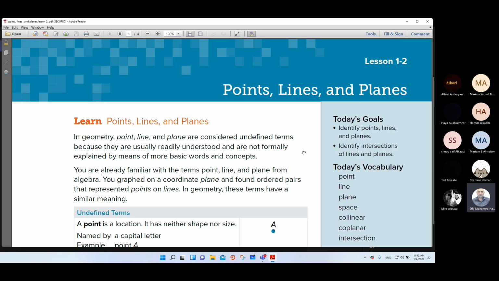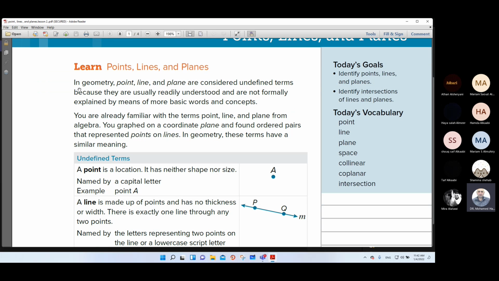The second lesson here in the first module, we want to learn points, lines, and planes. So, in geometry, point, line, and plane are considered undefined terms because they are usually readily understood and are not formally explained by means of more basic words and concepts.